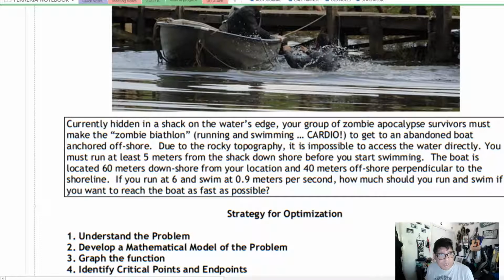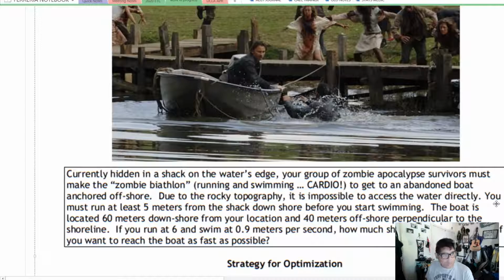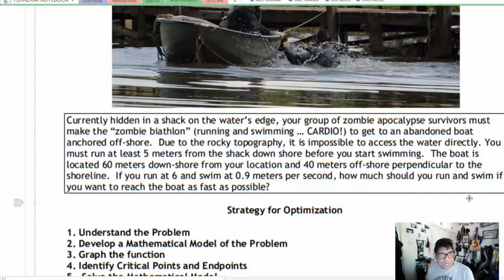Due to the rocky topography, it's impossible to access the water directly. You must run at least 5 meters from the shack down the shore before you start swimming. The boat is located 60 meters downshore from your location and 40 meters offshore perpendicular to the shoreline. If you run at 6 and swim at 0.9 meters per second, how much should you run and swim if you want to reach the boat as fast as possible?